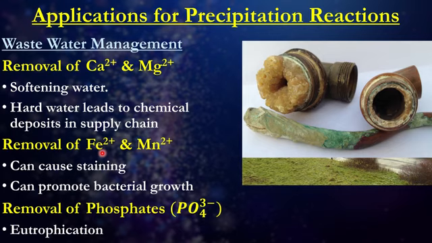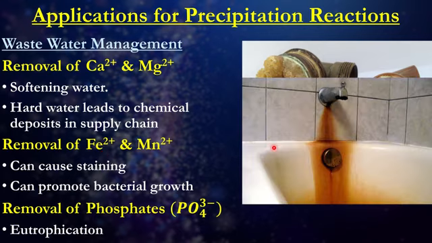In terms of iron and manganese, you might have seen this in some old buildings: this kind of red blood stain on some of the bath material. That's because of excess amounts of iron or manganese in the water. Obviously, it can cause staining and it can promote bacterial growth. So we don't want that. That's why we also need to find ways of precipitating iron and manganese out of our water supply, so we don't have this awful staining of your bathroom.